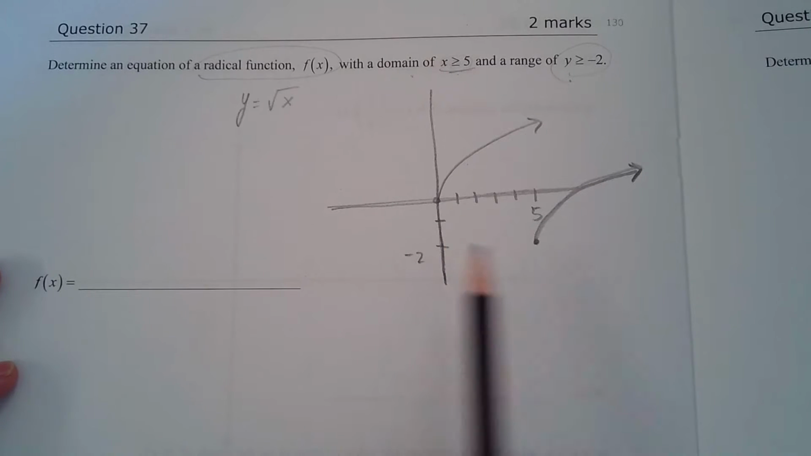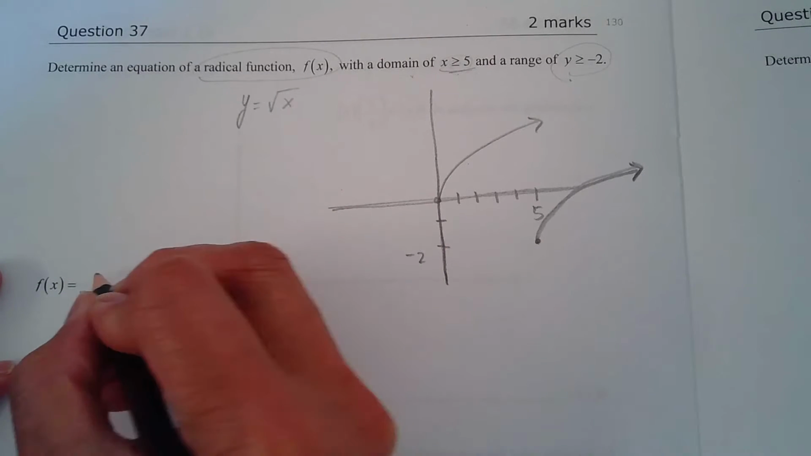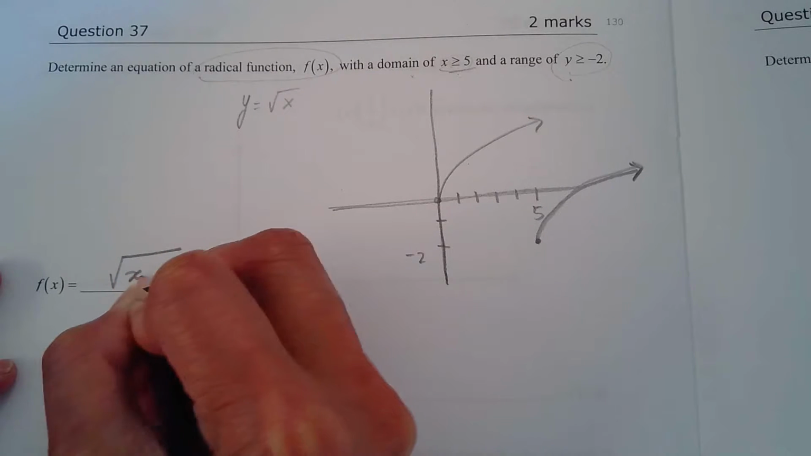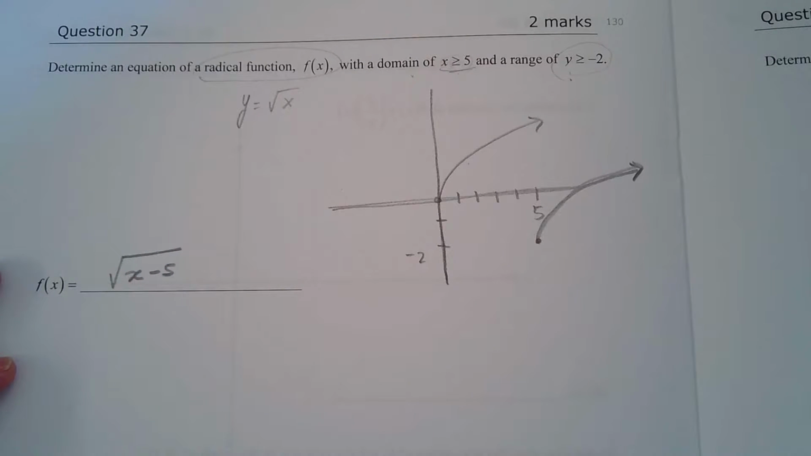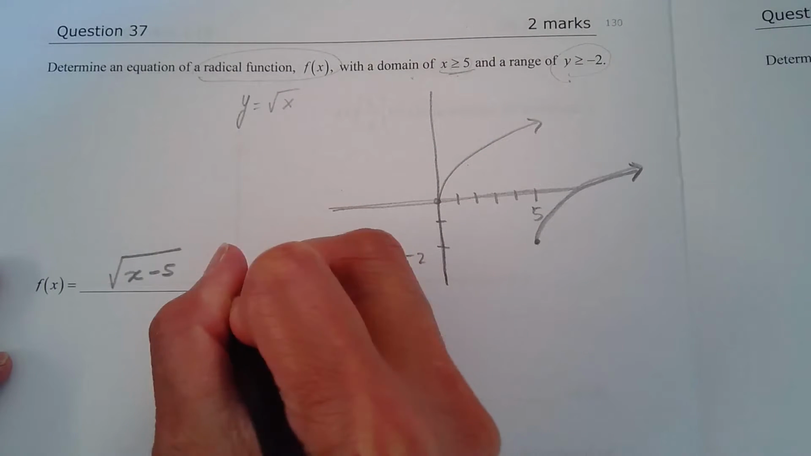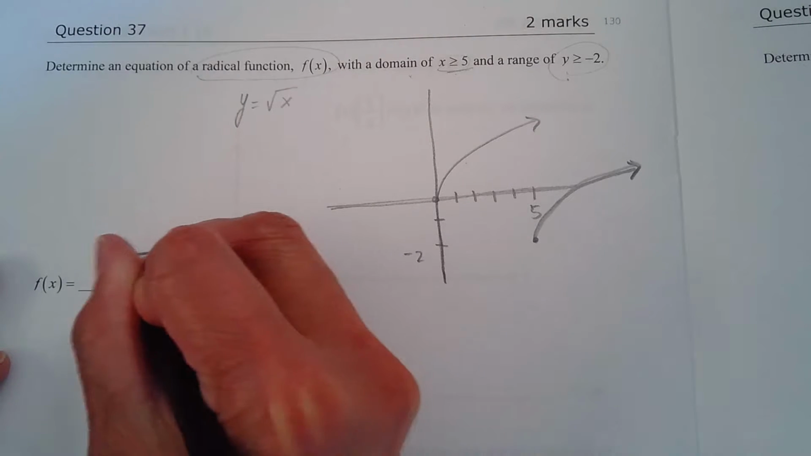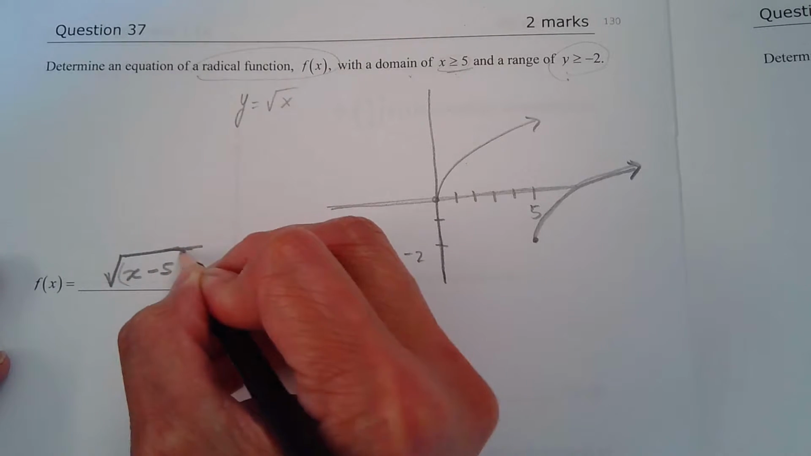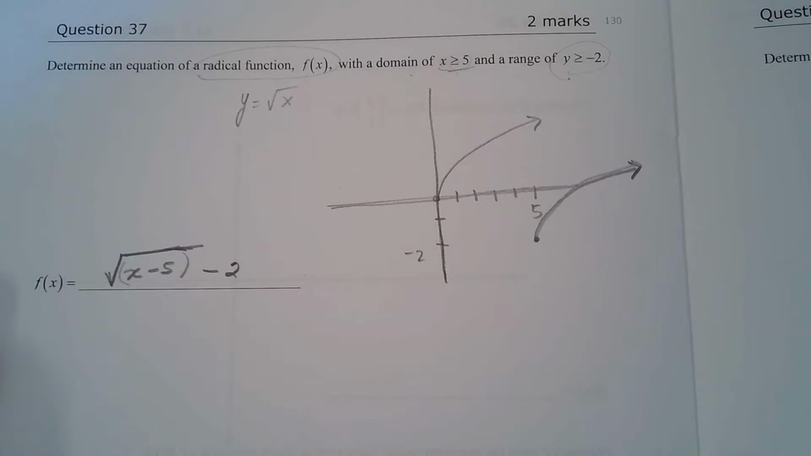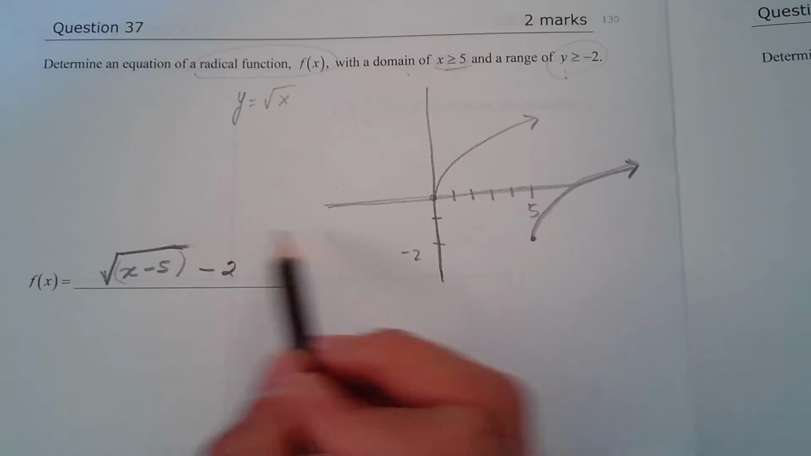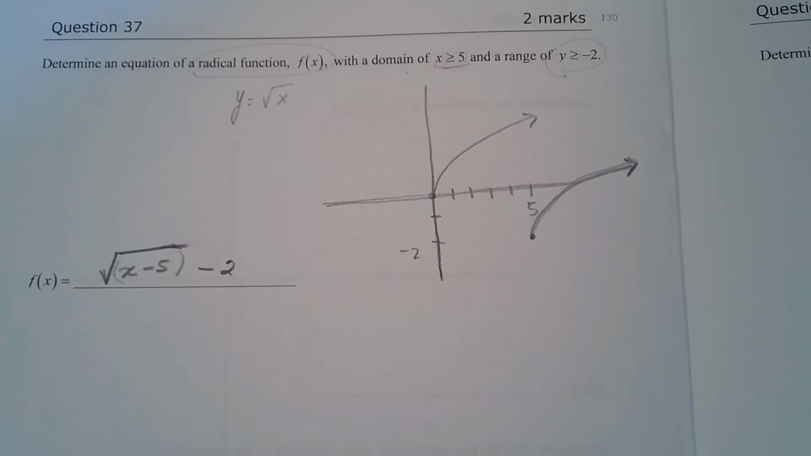So what would that be? It would be square root of x minus 5, and then shifted down 2, so minus 2. I don't have to bracket? Yeah, you could bracket it, or you don't have to, because that radical, as long as we don't go all the way down to the negative 2.